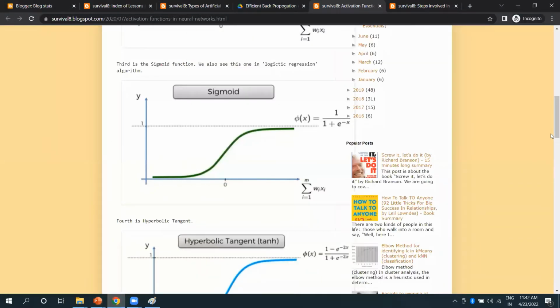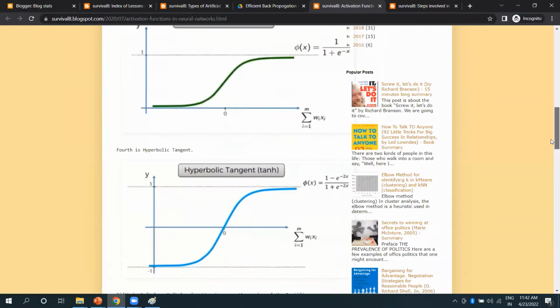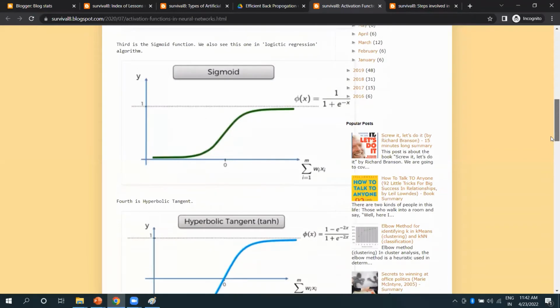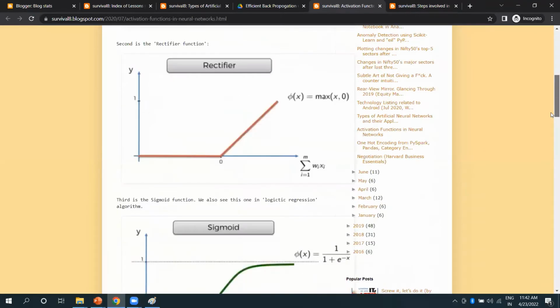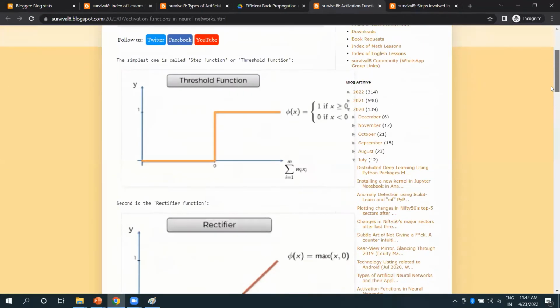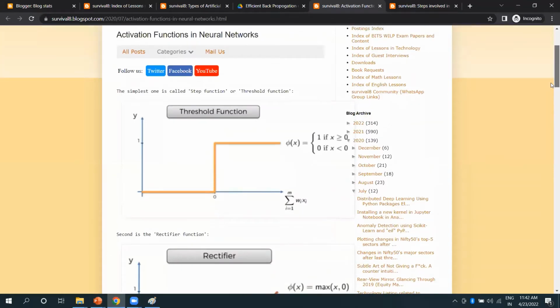Then there is the hyperbolic tangent. So what is the difference between the rectifier and the sigmoid? These are different types of curves, right? Sorry, I didn't get the question. Could you come back with the question again? Yeah, what are the different activation functions? What is the significance of these different functions?